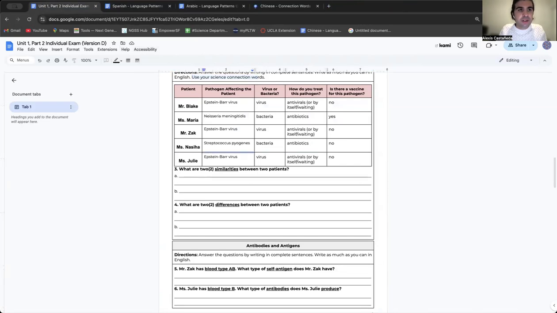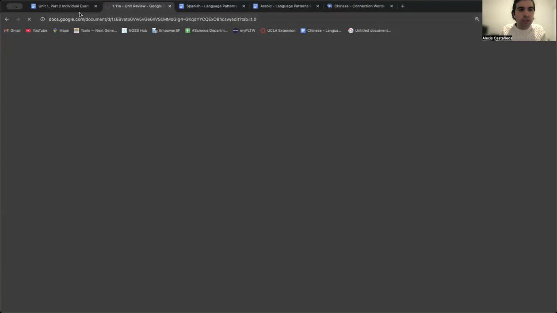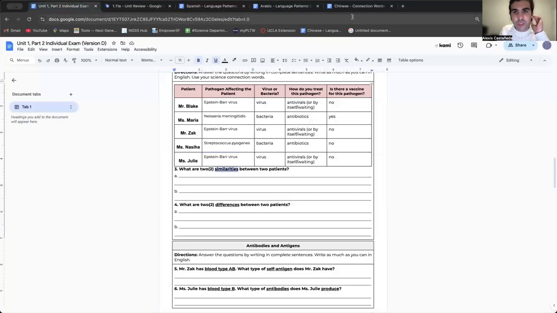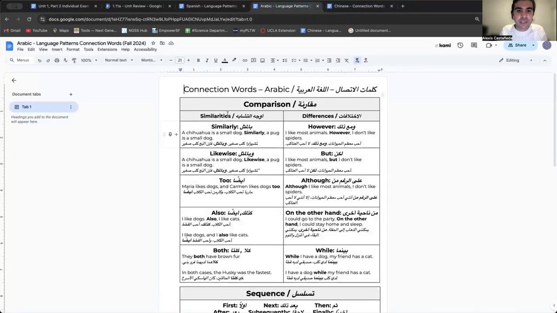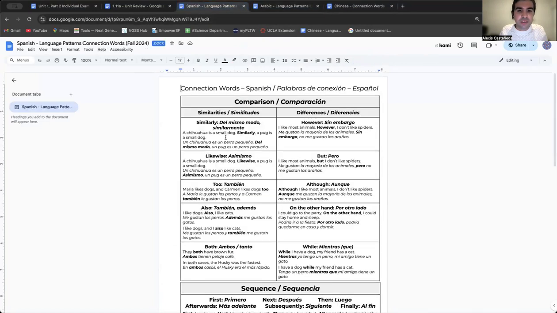So let's look at our two similarities and our two differences. So similarities, what are two things that these things have in common? So similarities, we're going to use one of these words. Any of these words are fine to use. So I'm going to start with using the word two.